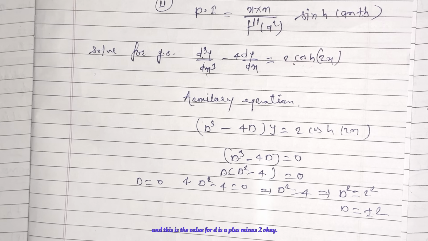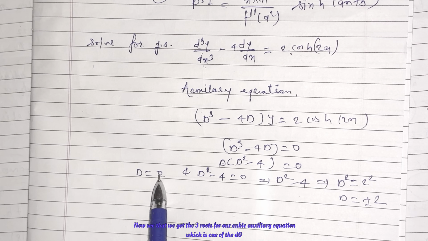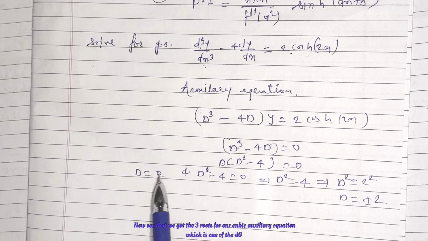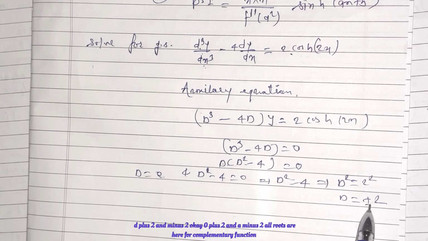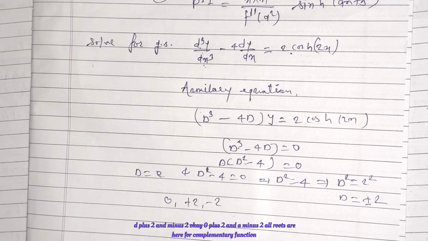The value of D is plus minus 2. Now see that we got the 3 roots for our cubic auxiliary equation: D is 0, plus 2 and minus 2. All roots are here. For the complementary function we have to write out the solution.